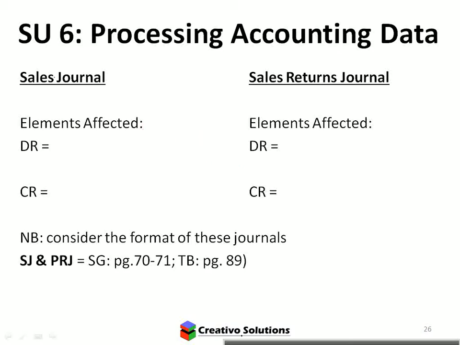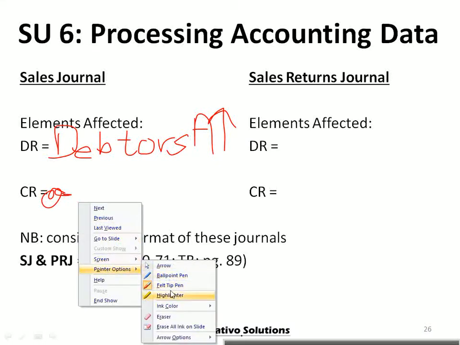Debtors. If you're selling, the debtors will always go up. That's the key one. And are your customers always happy? No, not always. So that they can return. Okay, the credit here, we can be more specific. Let's be more specific.